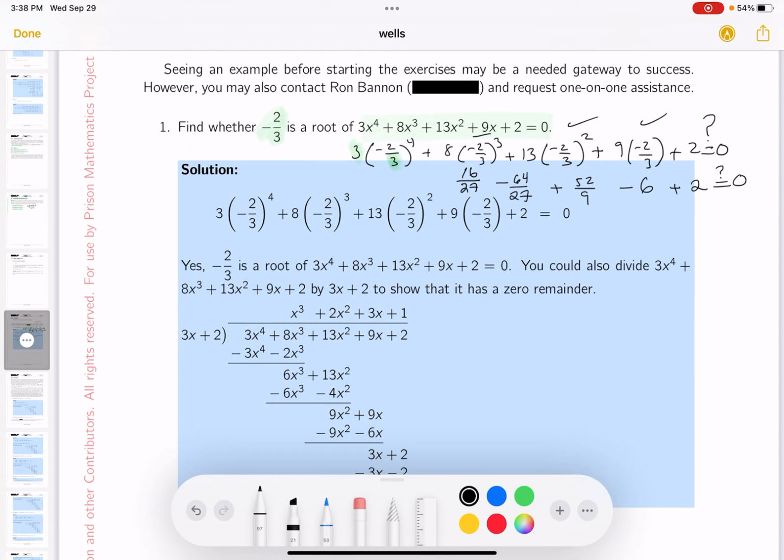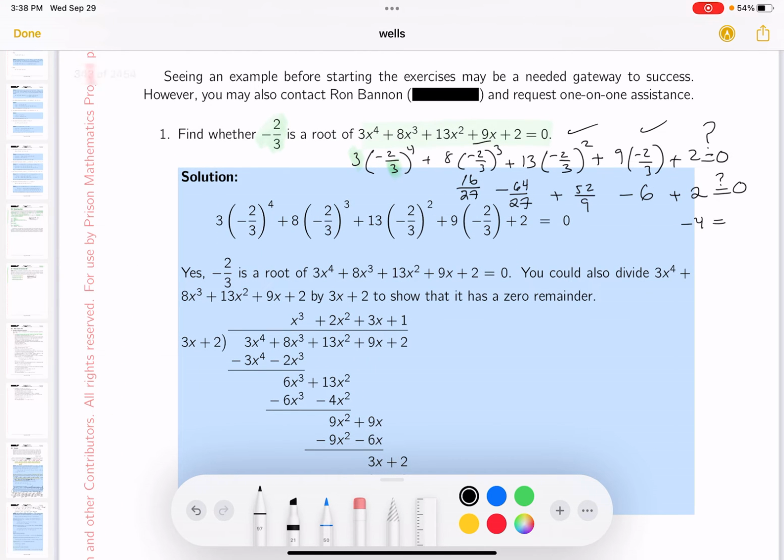Not that bad. Minus 6 plus 2 is minus 4, right? And let's see, I'm going to do these two over here. 16 minus 64, right? That's 48. And then I got plus 52 ninths. Well, I think 48 and 27 reduces, doesn't it? By a factor of 3. So it's 16 ninths plus 52 ninths minus 4 equals 0.